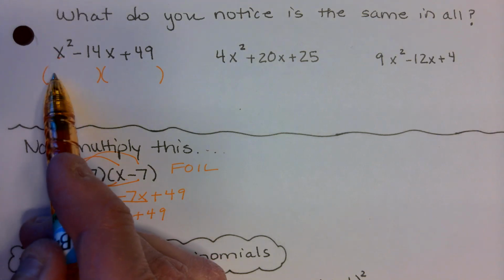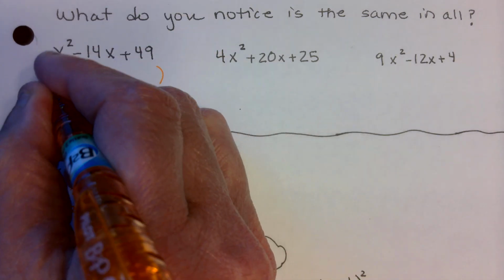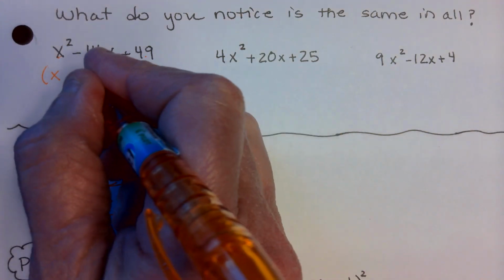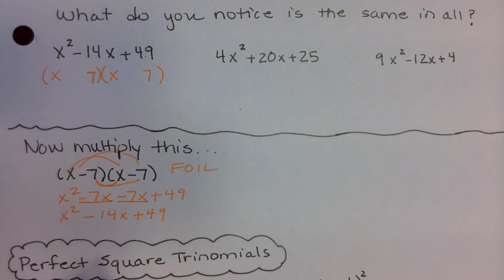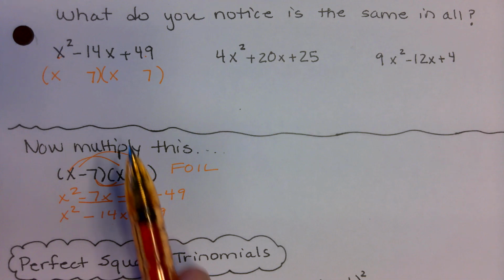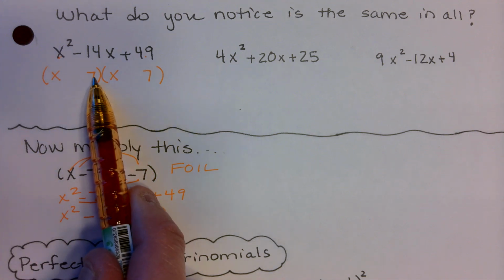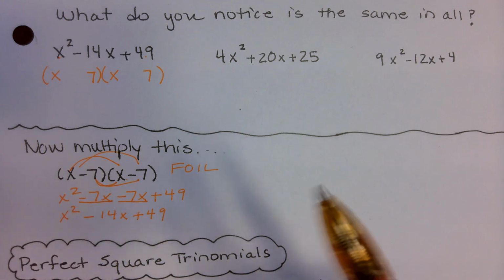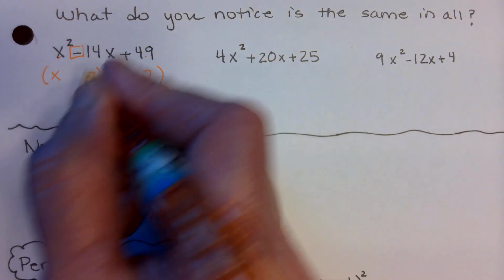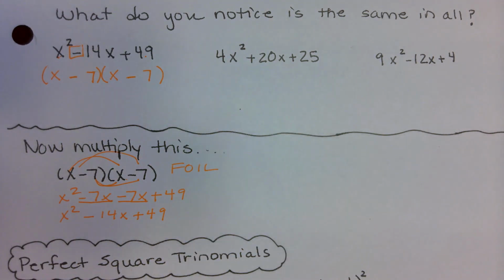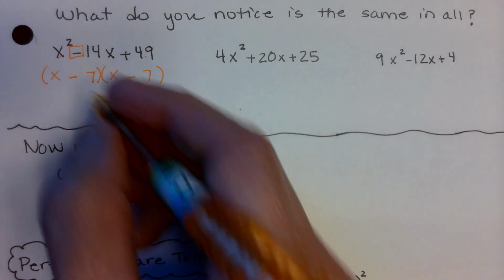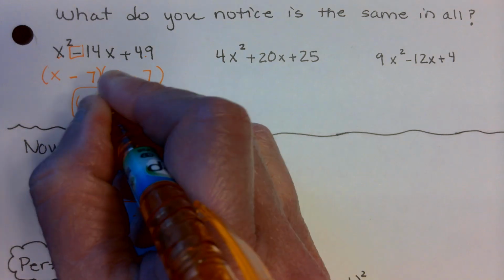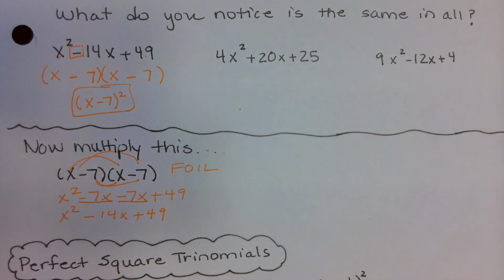That would be x and x, 7 and 7. As far as if you notice they're both the same sign, so how would you know which sign? It's whatever is right here. So it's x minus 7 times x minus 7, which can also be written like that. Either way is fine.